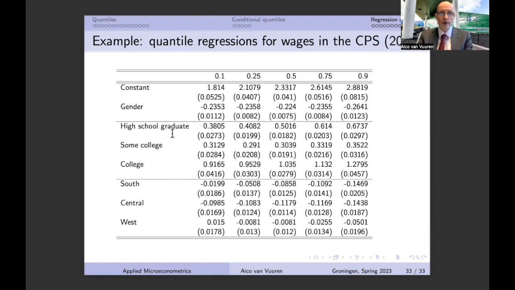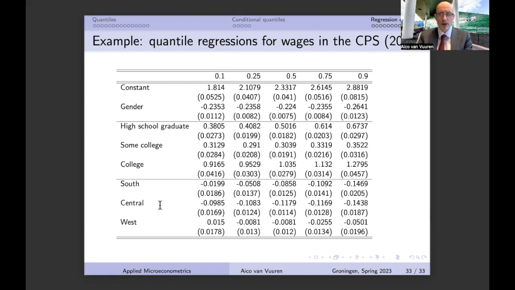Then, in addition to that, at the moment that we look at education, we see generally that, of course, the higher your education level, the higher your wage is going to be along the whole distribution. The only exception, and that's a little bit surprising, is that having some college is actually worse for your wages than when you only have a high school diploma. Another thing that we see is that the returns to education are increasing with tau. It's especially true when we look at college, but it's also true for high school graduate, and in some sense also for some college.